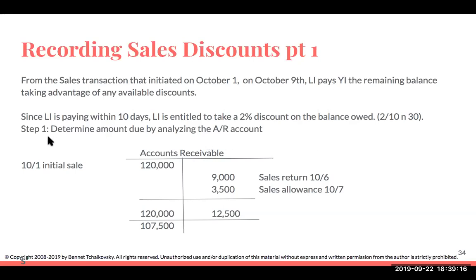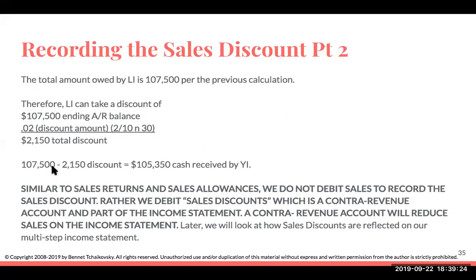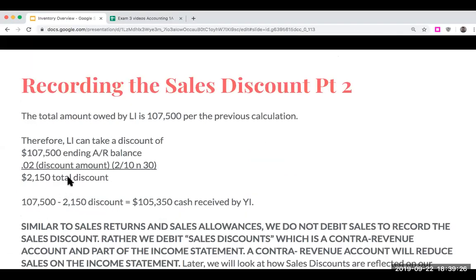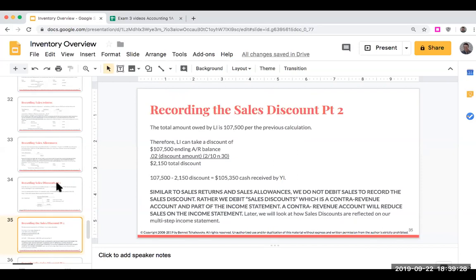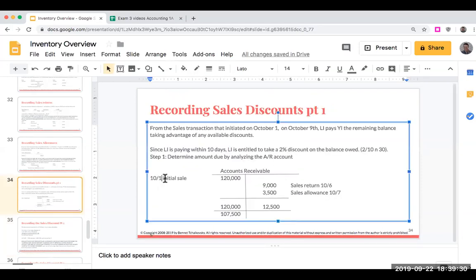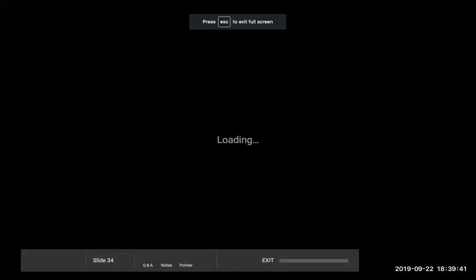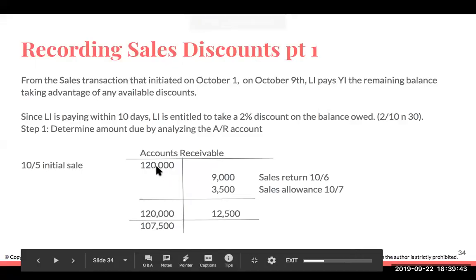So the first thing we're going to need to do is figure out how much LI owes us. Well, we had an initial sale, and I totally just screwed this up. So our initial sale is on 10/5. Okay. Wow, good catch, Tchaikovsky. So we had our initial sale on October 5th of $120,000.